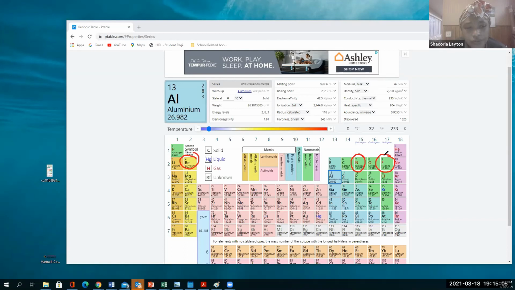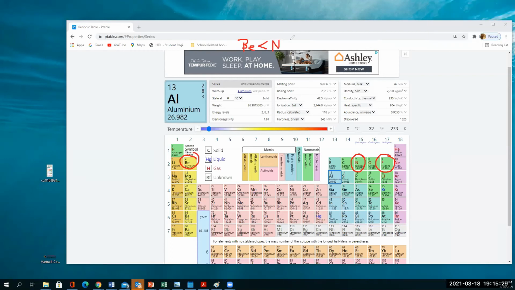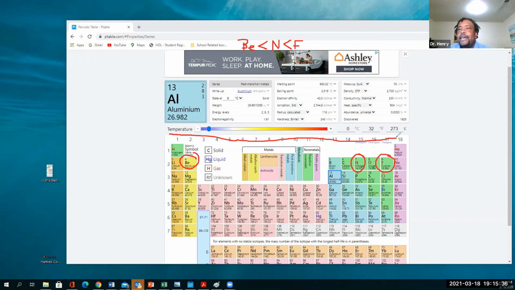Fluorine would be first, right? Because it has more. Okay. In terms of increasing ionization energy, who's going to have the lowest ionization energy? It would be beryllium. Beryllium, right? And then it would be nitrogen, right? And then fluorine, because it increases from left to right.